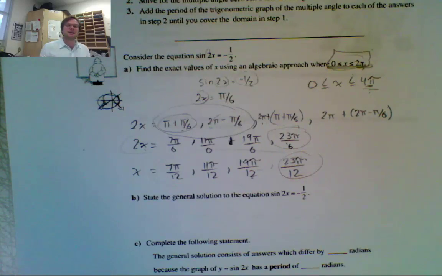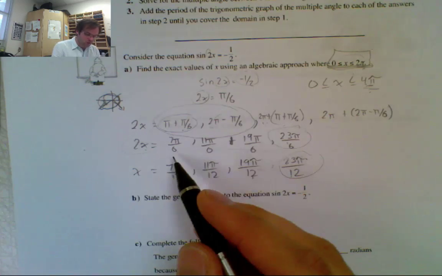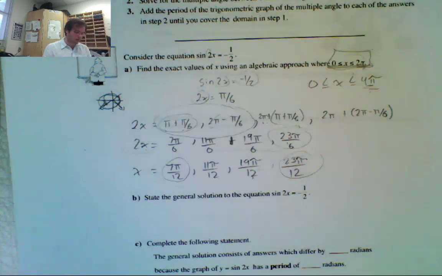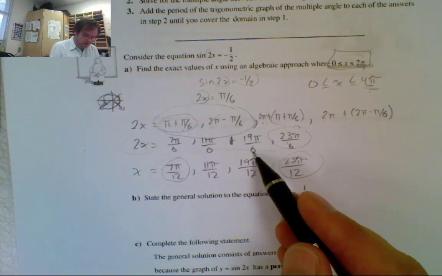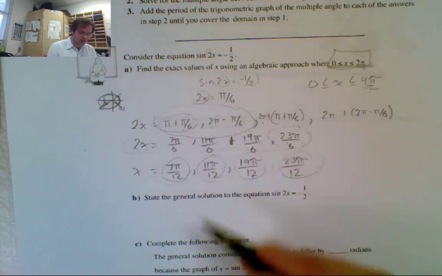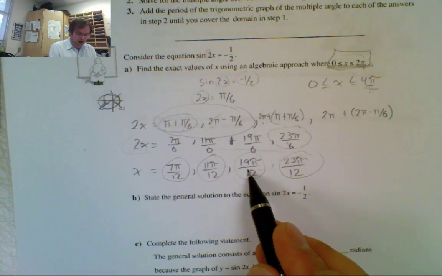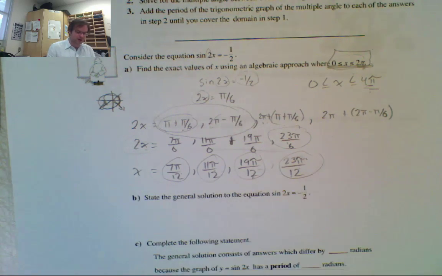So B says state the solution to the equation, so we want the general solution now. Well, if I look at this here, we have two situations. I have this situation here, and then I have this situation here. And this one is just going to be added pi to that, and this one here is added pi to that.